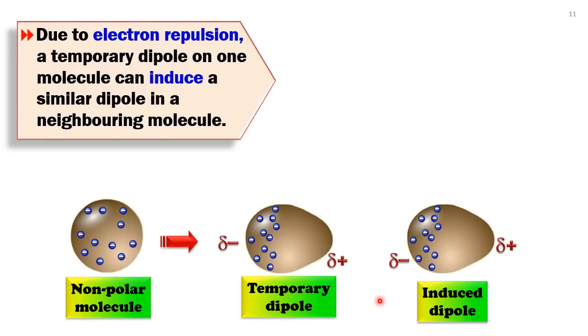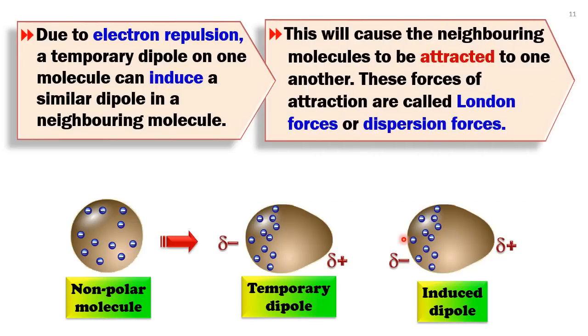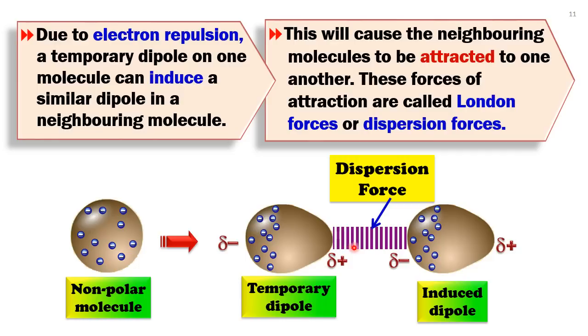So bear in mind that these two molecules are very close to each other. Since both molecules now have a dipole, these opposite charges between the two molecules will attract one another. So this is the force of attraction indicated by these broken lines here. This force of attraction between this temporary dipole molecule and the nearby induced dipole molecule is known as the dispersion force or London force.